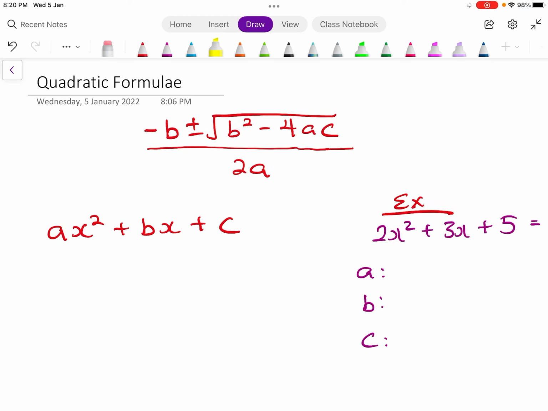The a, b, c are all numbers. They are what we call the coefficients, which is a very fanciful word for numbers. The a is the coefficient of x squared, b is the coefficient of x, and last but not least, c is the constant term.